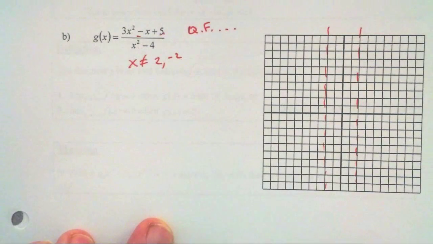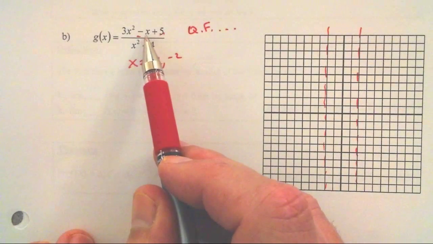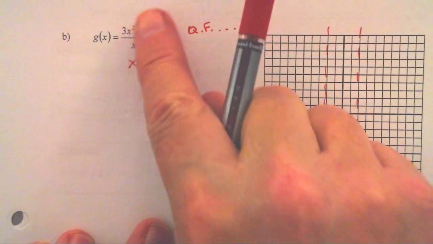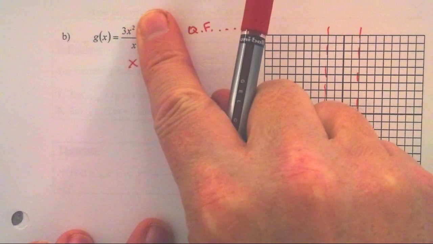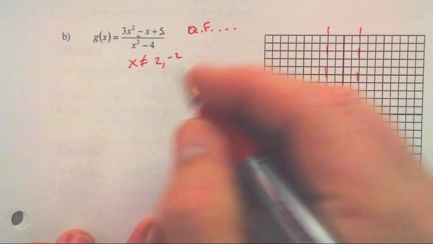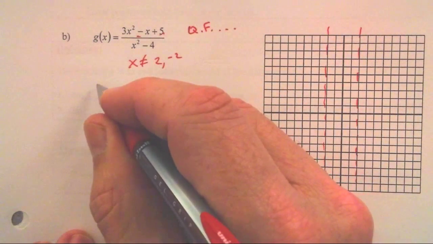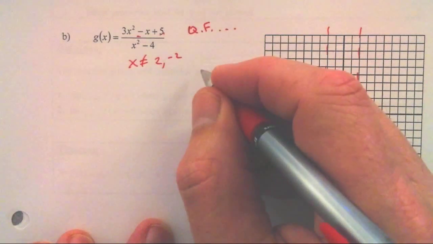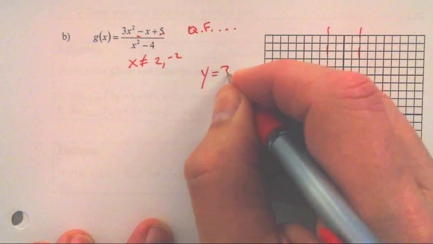How about end model behavior? What happens when x gets huge? When x gets huge, minus x plus 5 minus 4 don't matter. I get 3x squared on x squared, which is 3. Our behavior asymptote is y equals 3.